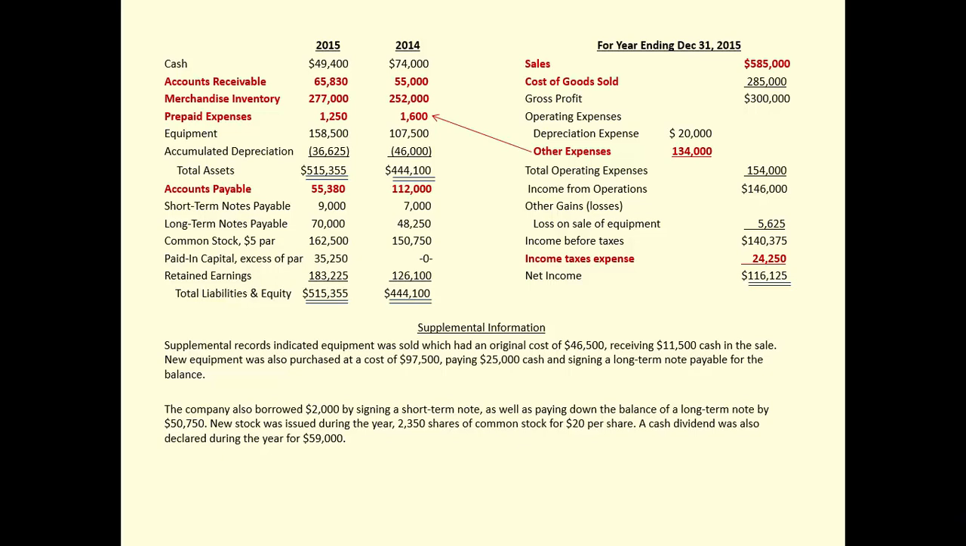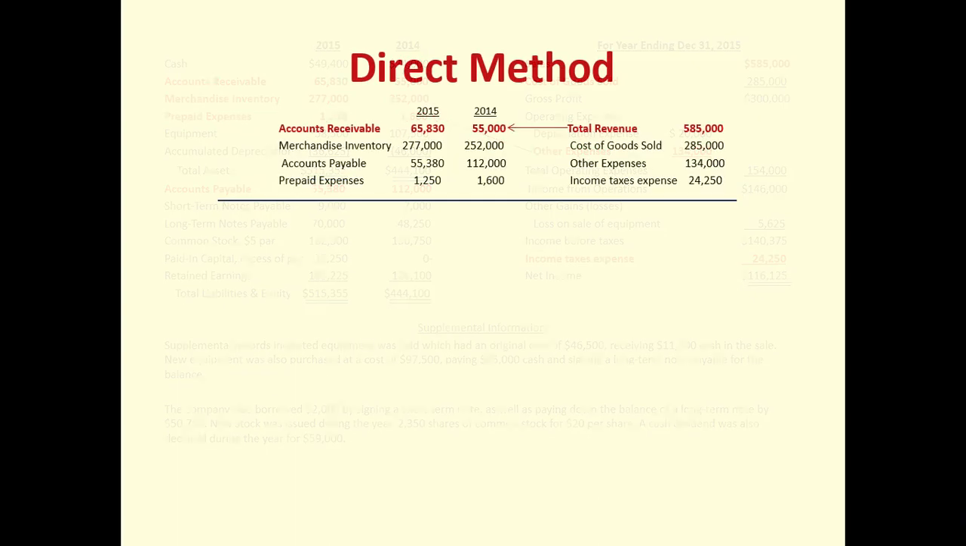It's a non-cash expense. We can ignore it. The next line item is other expenses. What's the direct relationship on the balance sheet? That's going to be your prepaids. Okay, so using the direct method, here's what I need.